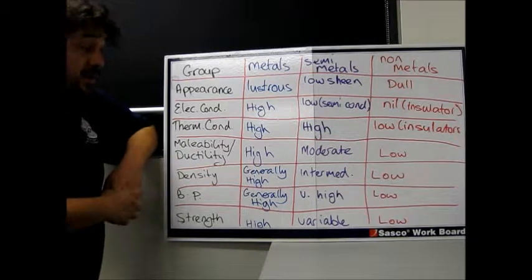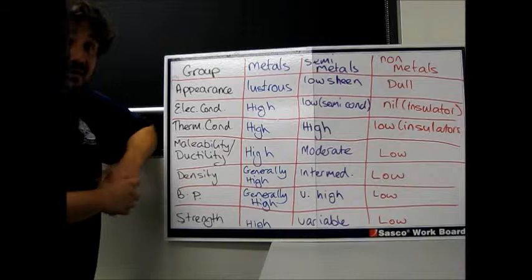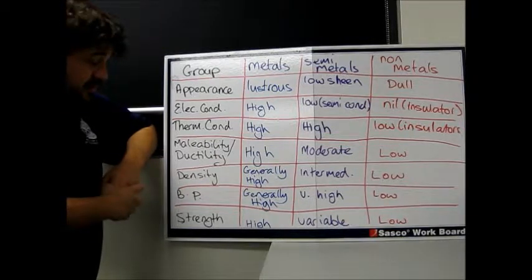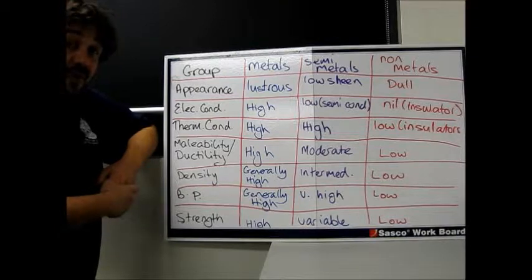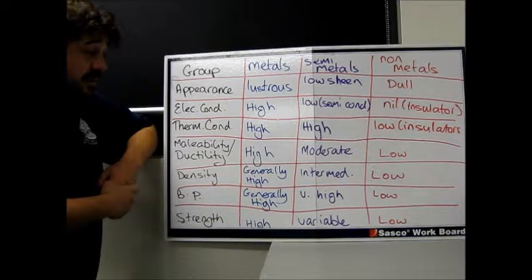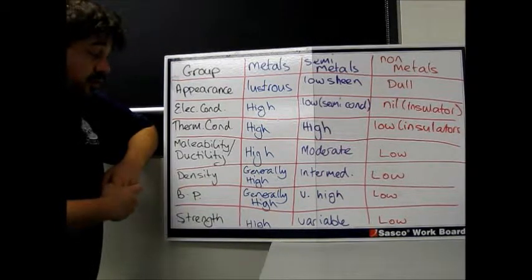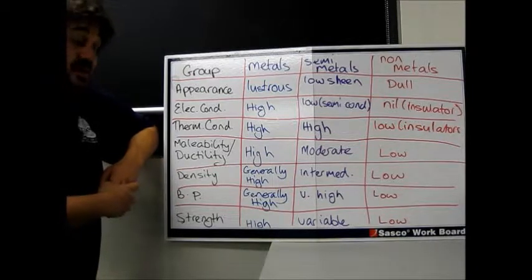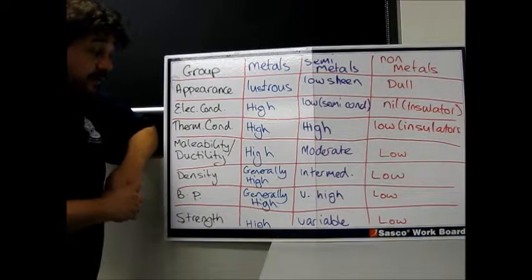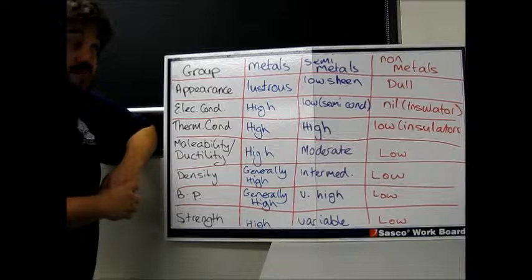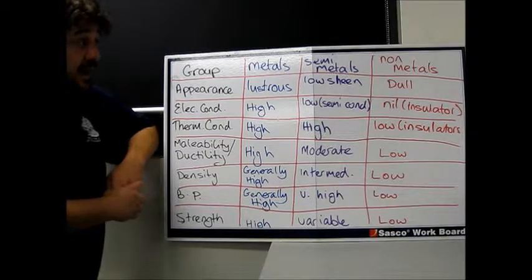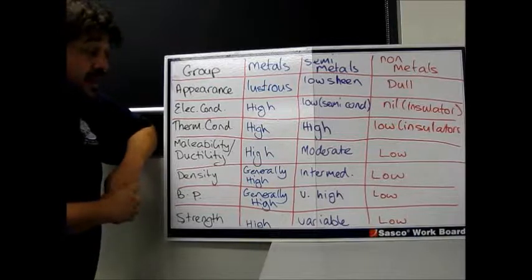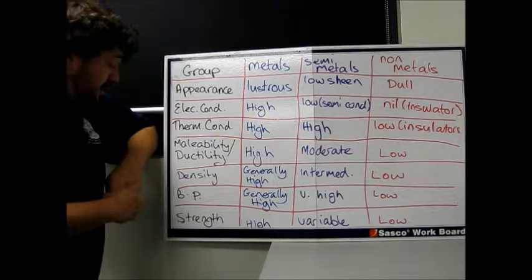Again, the boiling point correlates to the melting point as well, so you can consider them to be roughly the same. It is generally high for metals. Some metals melt and boil really low. I mean, mercury starts out as a liquid at room temperature. Very high for semi-metals. They do melt, but they're very, very hard to melt. And it's usually low for non-metals. In fact, all gases are non-metals.